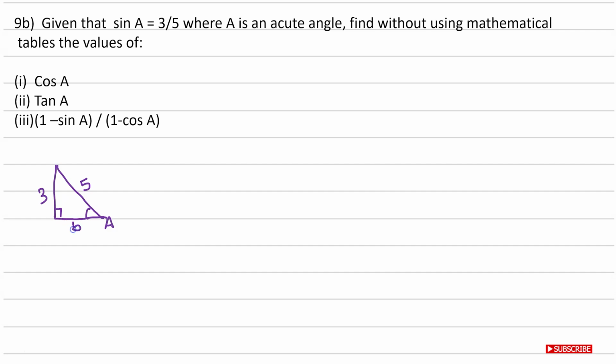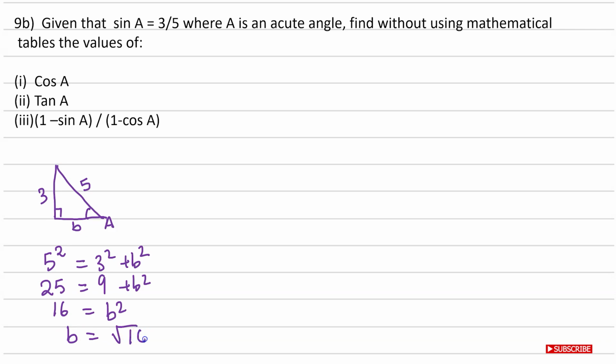Now from here we can find what this missing length is. So let's call this one B. We can now say again the Pythagoras, 5 squared is equal to 3 squared plus B squared. So 5 squared is 25 equals 3 squared, 9, plus B squared. Now 25 take away 9 is 16. That's equal to B squared. So therefore B is equal to the square root of 16, which is equal to 4. So B is equal to 4.